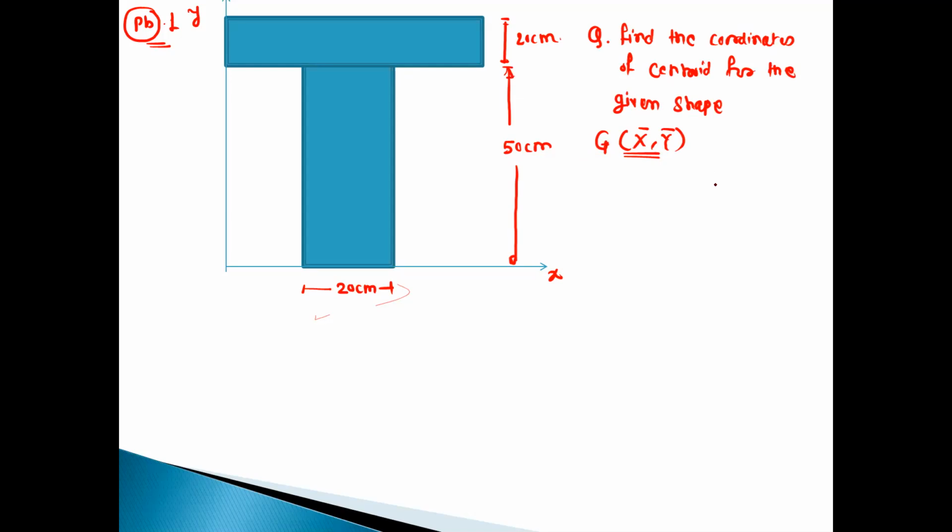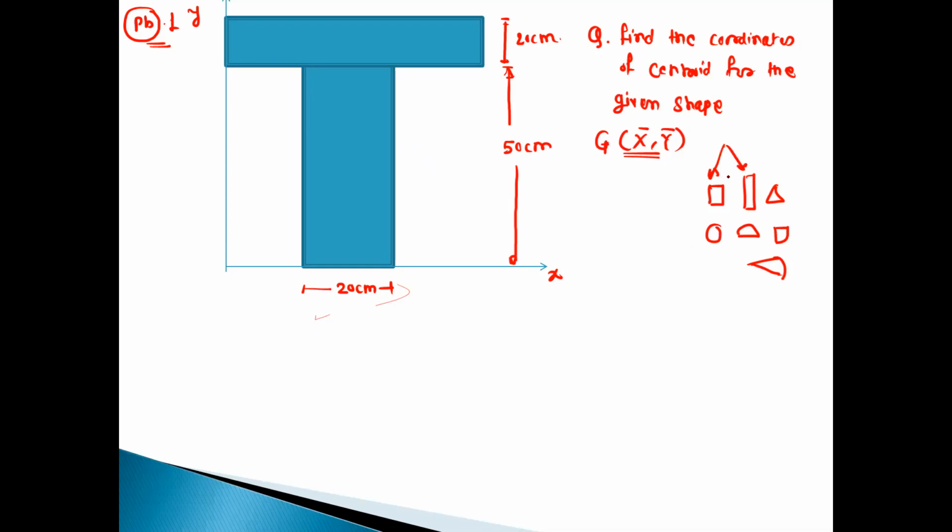So known geometrical shapes are square, then we have the rectangle, triangle, circle, then semicircle, quarter circle, okay, or the sector. So these are known geometrical shapes for which we can directly give the value of centroid with respect to X and Y axis. As the given shape is a T shape, we can divide this shape into standard geometrical shapes.